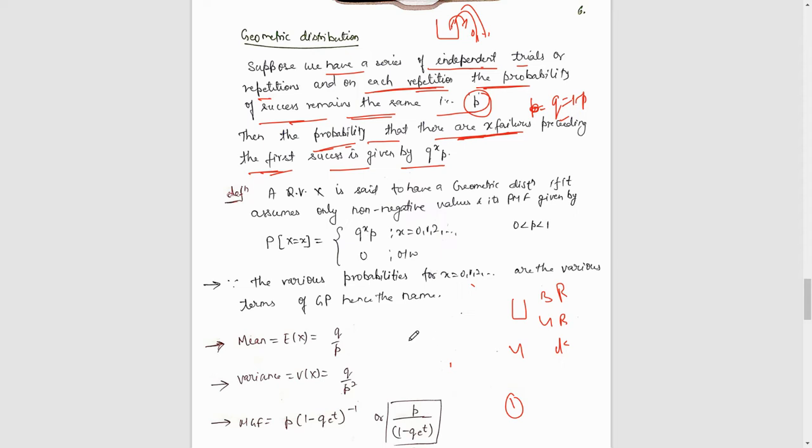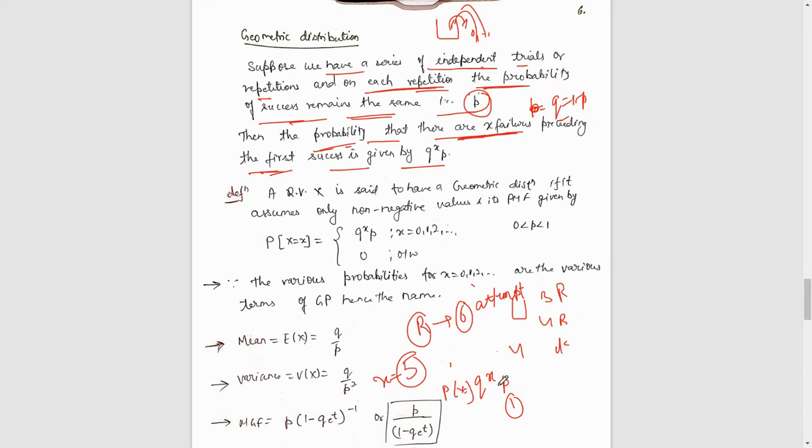Let's say, what is the probability that you get the red ball in the sixth attempt? What does this mean? Sixth attempt means you just failed five times, you did not get a red ball for five times. So x here is equal to five. So we need to find Q to the power x into p, the probability of X equal to x.